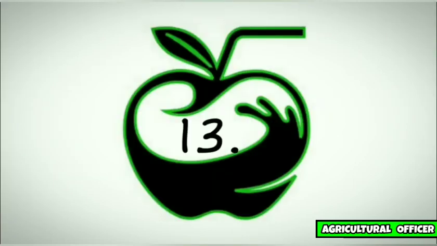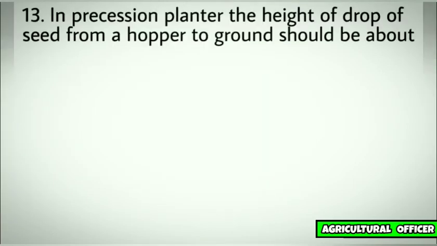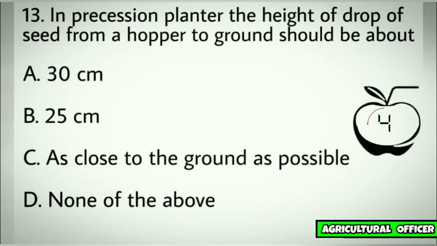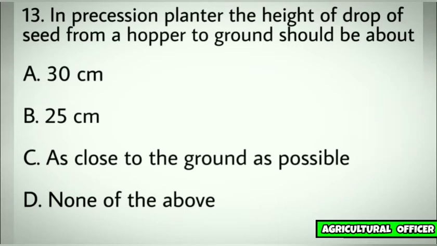Question number 13. In precision planter, the height of drop of seed from a hopper to ground should be about options: A. 30 cm, B. 25 cm, C. As close to the ground as possible, D. None of the above. Correct answer: C. As close to the ground as possible.